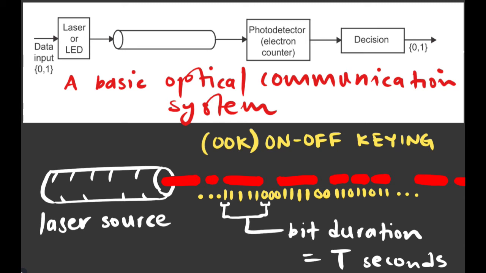Consider the simplified block diagram of an optical communication system as shown. We transmit binary data by pulsing a laser or a light-emitting diode, LED, in free space or coupled with an optical fiber. If we want to transmit a binary 1, we switch on the light source for t seconds. For a binary 0, the light source is turned off for the same time period. In optical communications, this is known as on-off keying encoding, or for short, OOK.